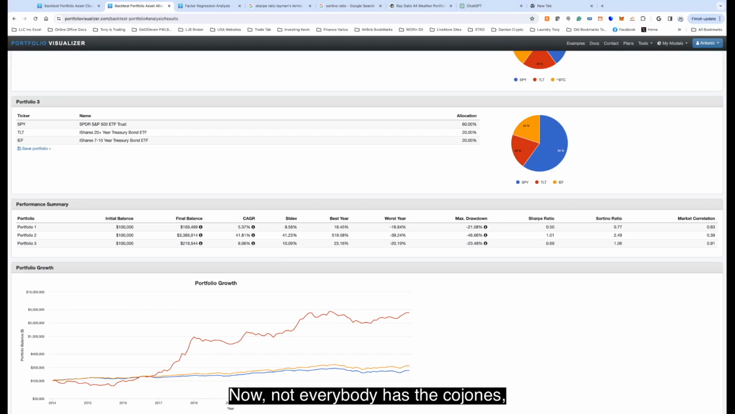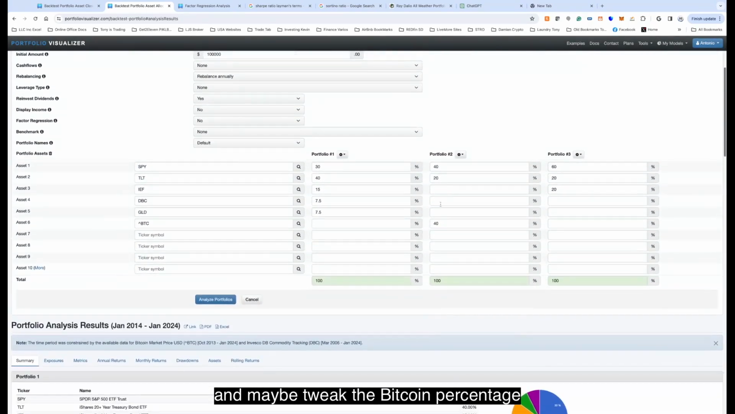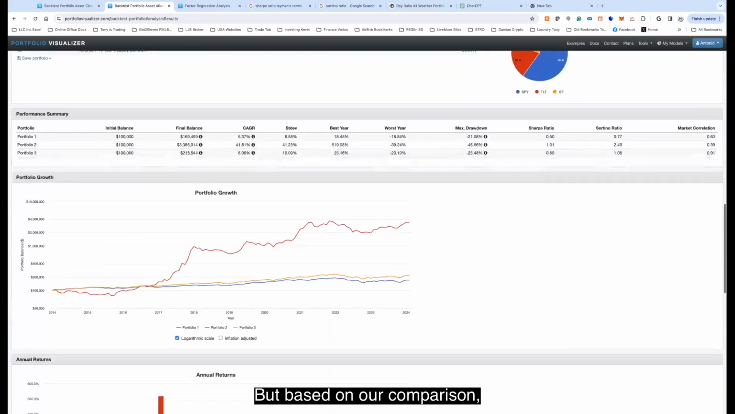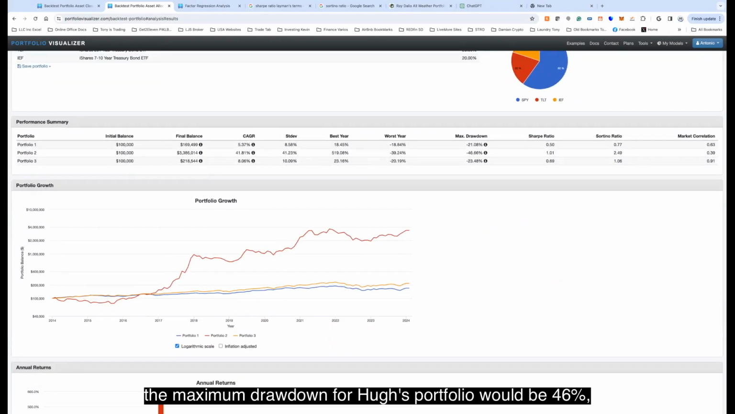Now, not everybody has the cojones, the guts, to put 40% of their money in Bitcoin. So what you can do is go down here and maybe tweak the Bitcoin percentage to something that makes sense for you. But based on our comparison, the maximum drawdown for Hugh's portfolio would be 46%, Ray Dalio 20%, and the 60/40 23%. So of course, the Bitcoin portfolio would have a bigger drawdown, but here he makes a good case.